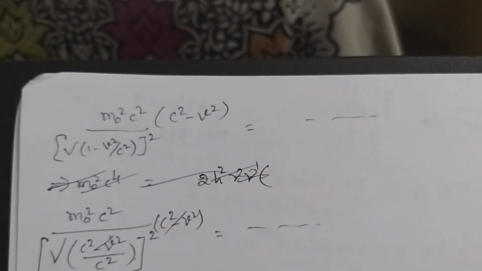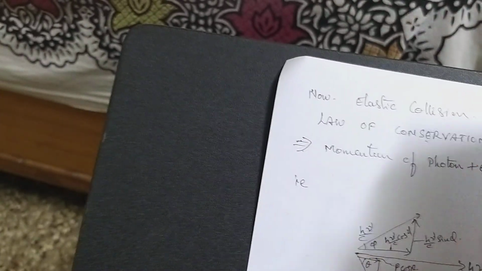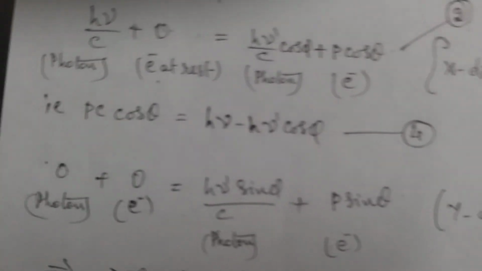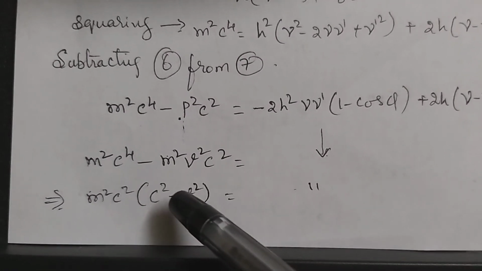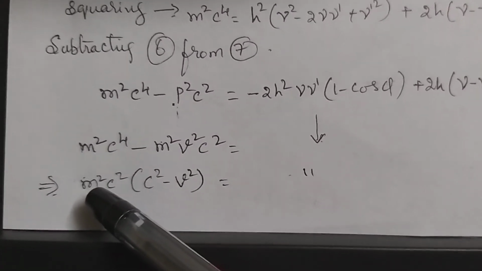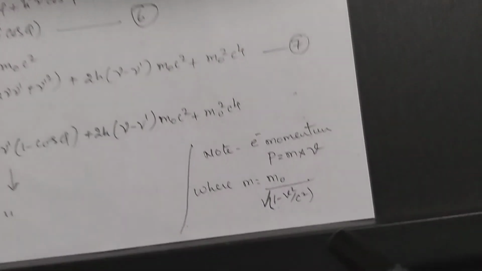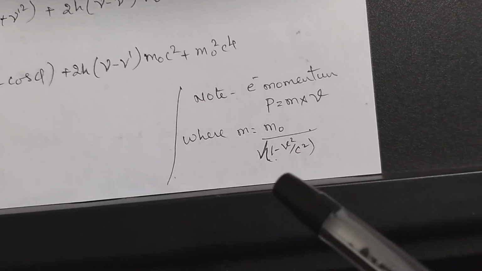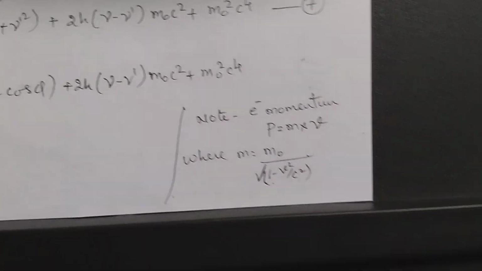Here is the same equation written. But what happens is, when the electron is moving with velocity v, its mass in terms of its rest mass, using the theory of relativity, is given as m equal to m0 by root of 1 minus v square by c square. This is from the theory of relativity.